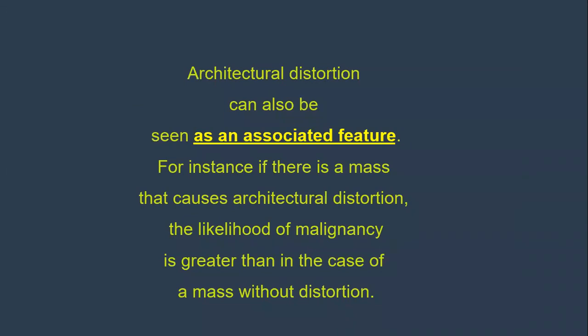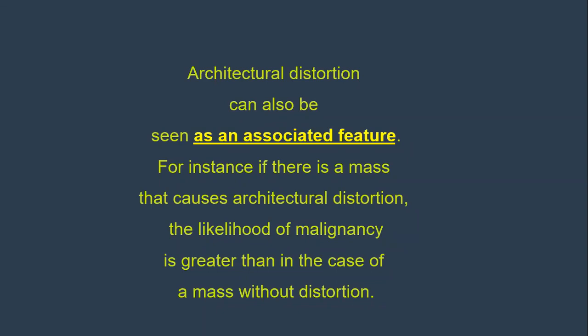Architectural distortion can be seen as an associated feature. We discuss architectural distortion as standalone, or architectural distortion associated with calcification or asymmetry. When architectural distortion is seen with a mass, we consider it a secondary feature, not a primary feature. Definitely the primary feature will be the mass.